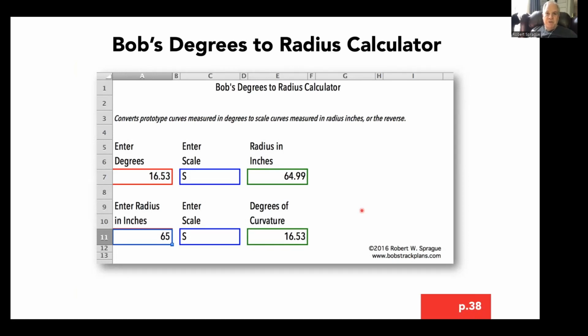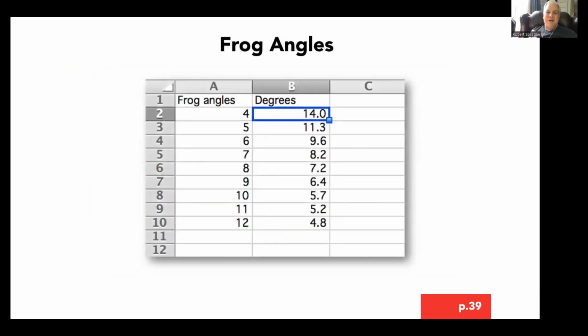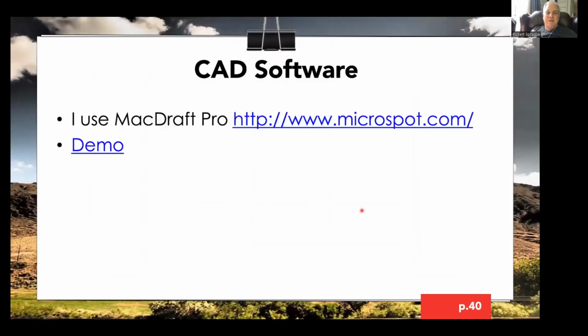So if the prototype says it's a 4-degree curve, you can type it in here and see what it's supposed to be in your scale, and you could be amazed at how tight a prototype curve is still a lot of inches in your scale. I always find it handy to have frog angles as degrees, and I think there's one more that I've built since then, but I can't remember what it is right now.